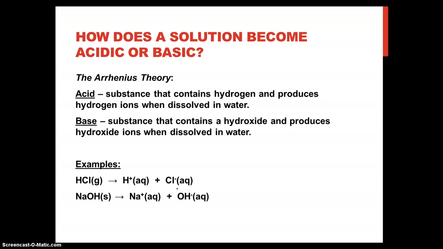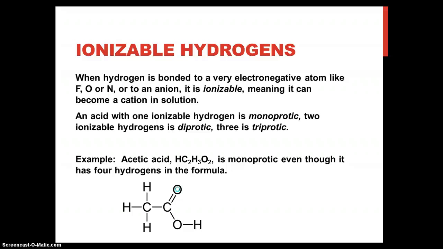It leaves out several substances that are basic when they're in water, but they don't necessarily have hydroxide in them. And so we're going to get to the next theory in just a second. But when we're looking at Arrhenius acids specifically, we have to look at what are called ionizable hydrogens. Which hydrogen ions are actually going to turn into ions when they dissolve? If a hydrogen is bonded to something that's very electronegative, like fluorine or oxygen or nitrogen, then it's ionizable. It can become a cation in solution.